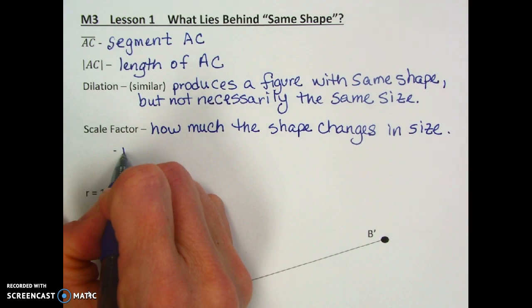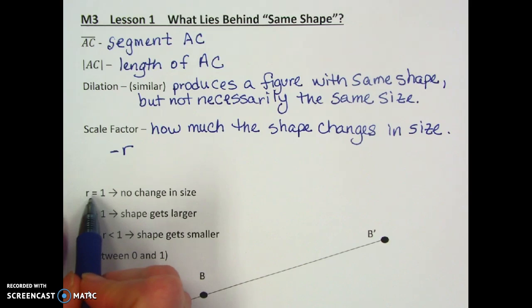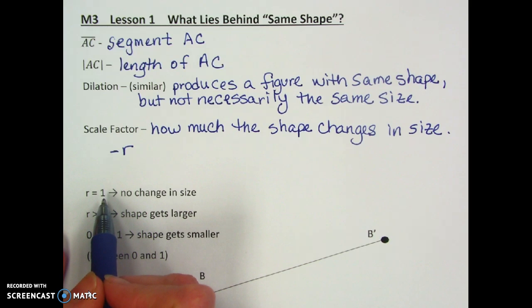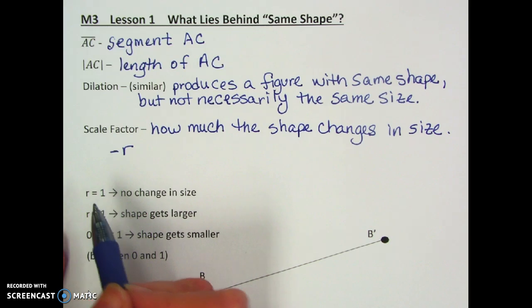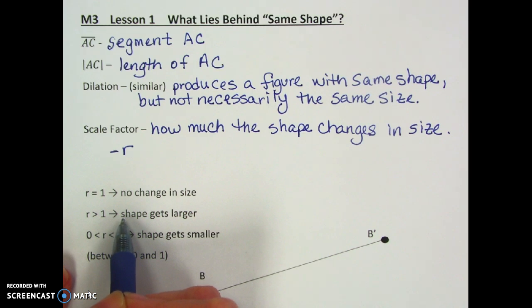And we use the letter R to represent the scale factor. So R equal to 1, a scale factor equal to 1 means there was no change in size. It stayed the same, because if you multiply times 1, it doesn't change. A scale factor greater than 1, the shape will get larger, because when you multiply by a number greater than 1, your number gets larger.